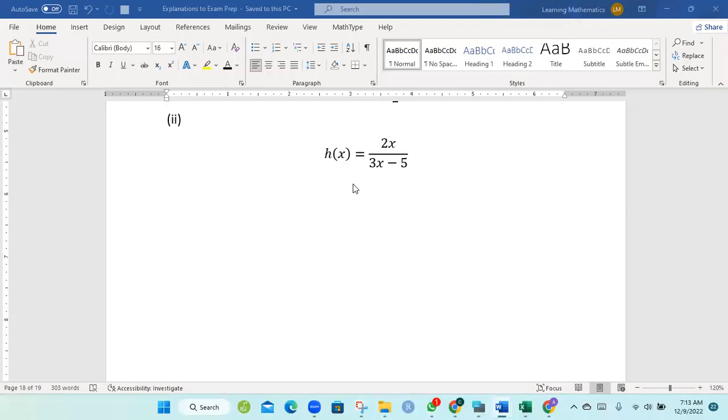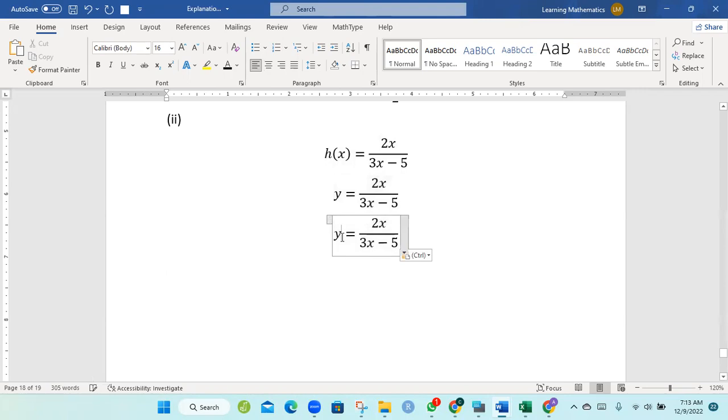So the first step to find h inverse of x is to write down the function h of x, which is 2x divided by 3x minus 5. Now we have to substitute the notation h of x with the letter y. Then we have to swap the letters x and y. So wherever we see y, we write x, and wherever we see x, we write y.